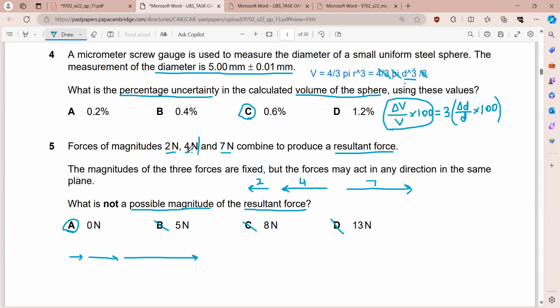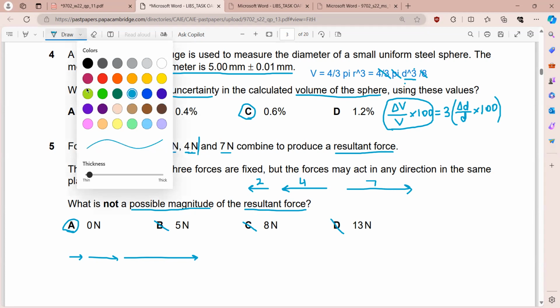Hopefully you understood how this minimum thing works. If you didn't, you can pause the video and take a minute to try out some different scenarios on your own. But that's it for the first 5 questions. So let's check this together in the marking scheme.